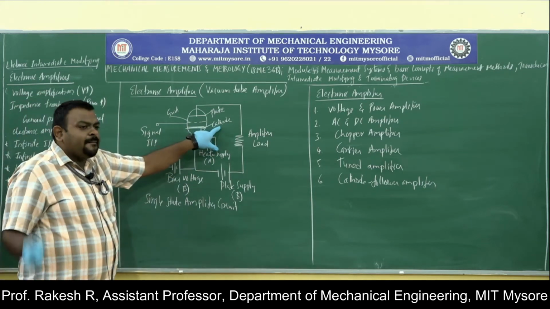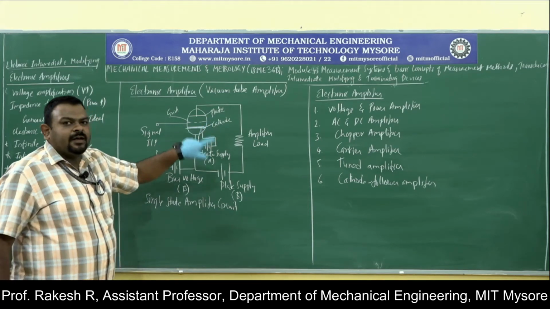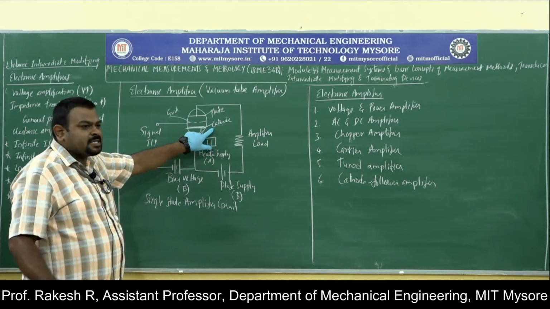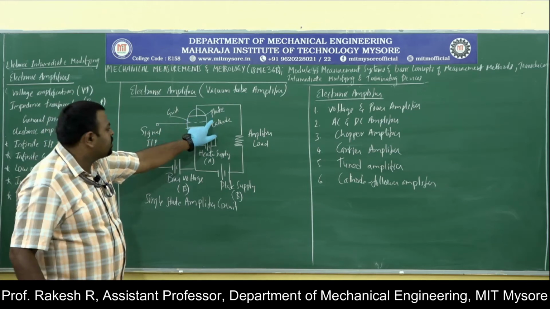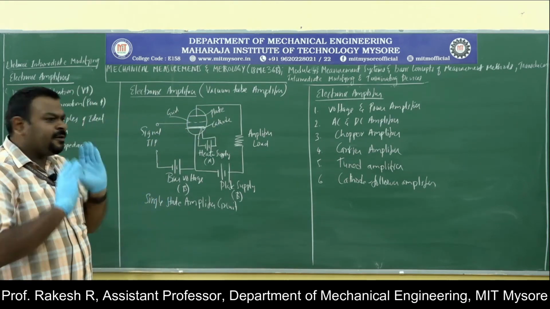When you give a power supply to the cathode, what happens? The electrons from the cathode will move towards the anode. Because of this, the movement of electrons takes place from cathode to anode. In order to control the movement of electrons, there will be a grid. The grid will direct the electrons from cathode to anode.